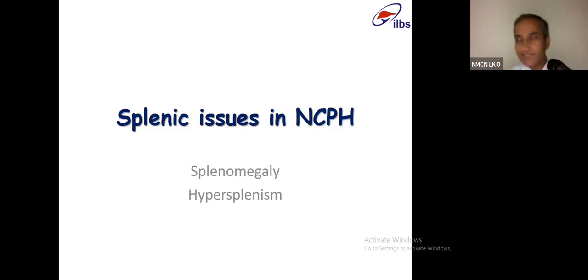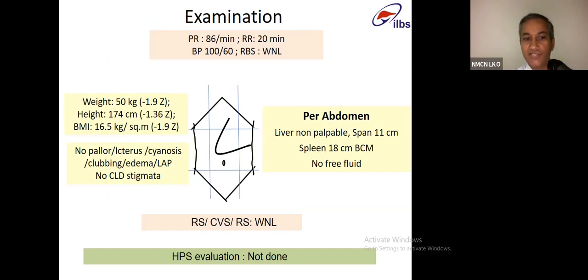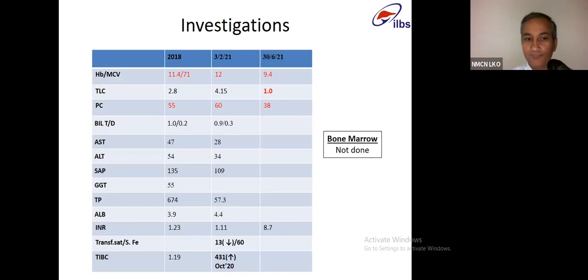So what about splenic issues in non-cirrhotic portal fibrosis? This was another case, an 18-year-old boy who was an NCPF bleeder, and subsequently he was on endotherapy sessions. The last endotherapy showed small low-risk esophageal varices with gastric varices GOV1. On examination, he was a bit underweight with significant massive splenomegaly, 18 centimeters below the costal margin. The rest of the systems were normal, and on lab evaluation there was hypersplenism.